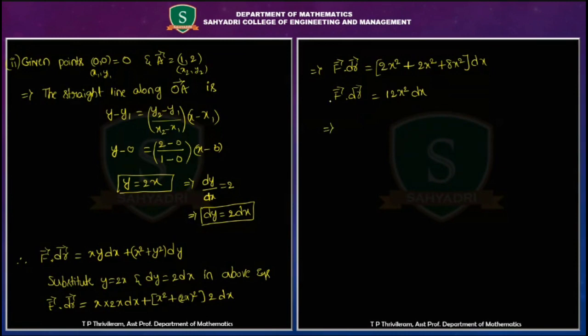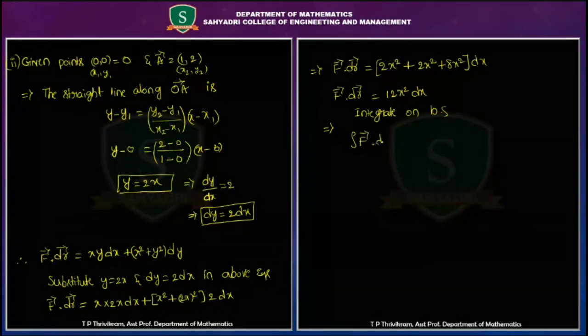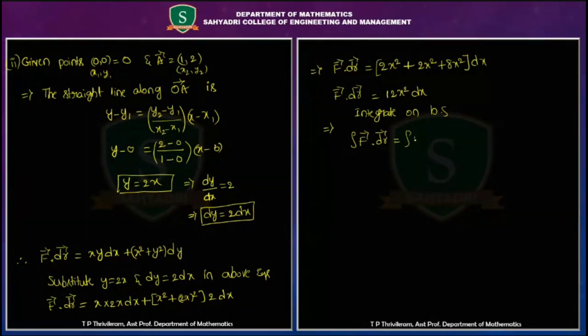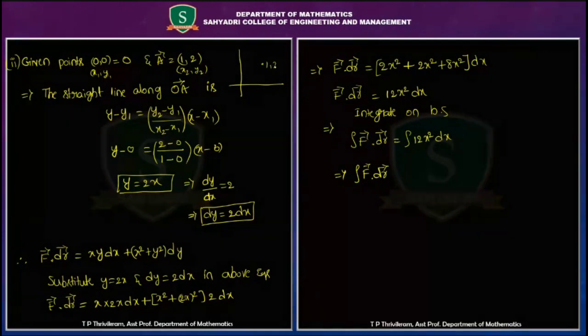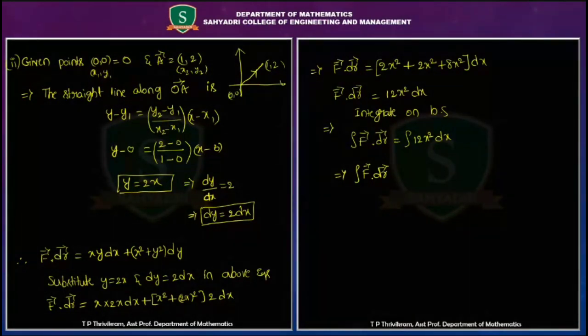dx, implies integrate on both sides. If you integrate on both sides, integral f dot dr is equal to integral 12x square dx. Okay, so you are integrating with respect to x. So what is the x value ranges from where to where? If you draw a line like this, here is the point 1, 2. Okay, you are drawing a straight line like this. This is 0, 0. So along this straight line, you need to find the integration. Okay, so what is the x value here? 0. Here the x value is 1. So integral x varies from 0 to 1.